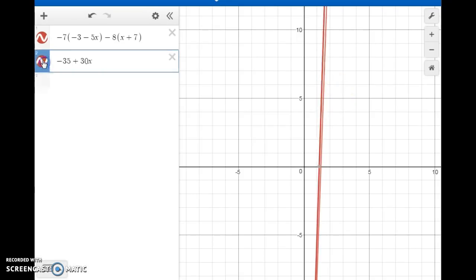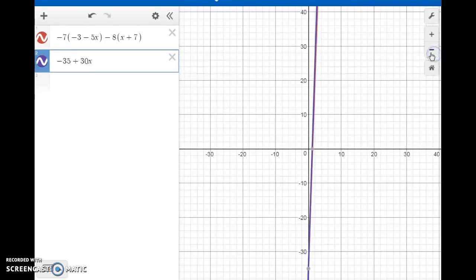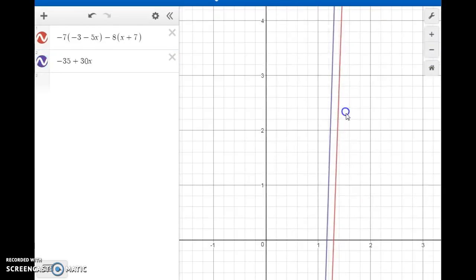So we could change the color, hold down this little color spectrum. Okay, it's not letting me change the color. There we go. Alright, now, you can clearly tell, if I zoom in, are these the same line?